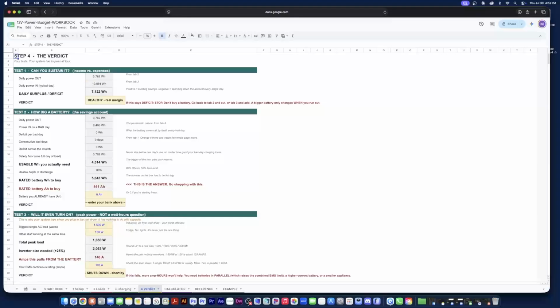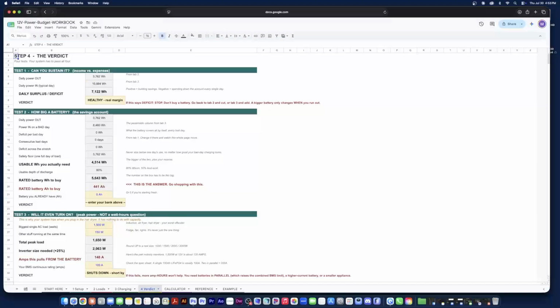And of course, it gets you down to the verdict tab, and this is where it kind of sums everything up for you. It gives you an idea of what you're looking at. My daily power out with my particular situation is 3,762 watt hours. My daily power in on a typical day is 10,884 watt hours. So my daily surplus coming in would be 7,122 watt hours. In other words, I've got a lot of charging that I probably wouldn't need. But you've got to account for the bad days.